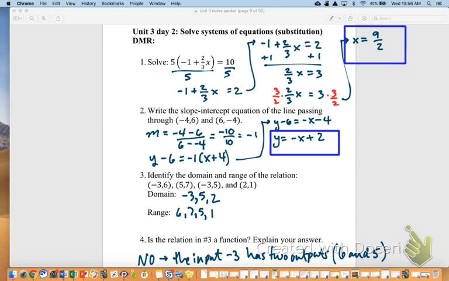Question, yeah. Why did you multiply by 3 over 2 for number 1 instead of dividing? Divide by what? By 3 over 2. I would never, yeah, so let's look at that real quick. If I just took this over here, I've got 2/3 x equals 3. If I wanted to get the x by itself, I could divide. What would I divide by?